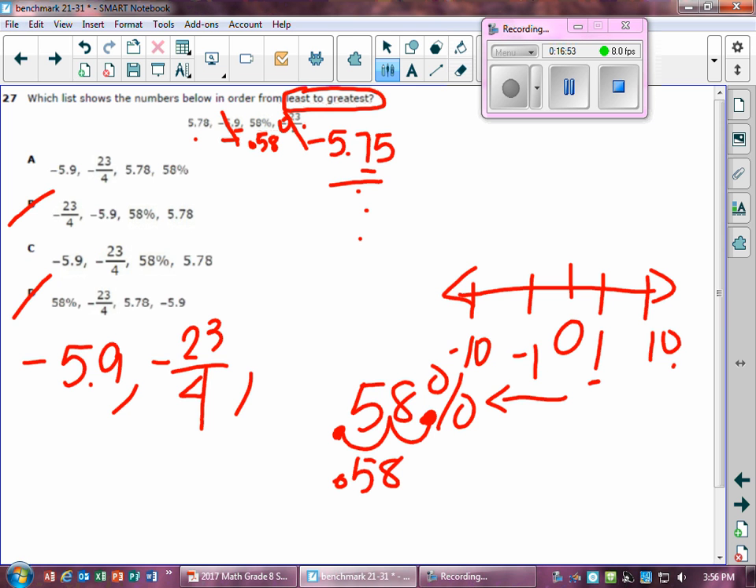So we're done crossing that one out. Now we have to find which one has that. Oh, they both have negatives right from before, so then we got to keep going. Okay, so we have 0.58 and then we have 5.78. Well, which one's least? This is the 0.58, which is 58%. Okay, and the one that has 58% is C, so our answer should be C.